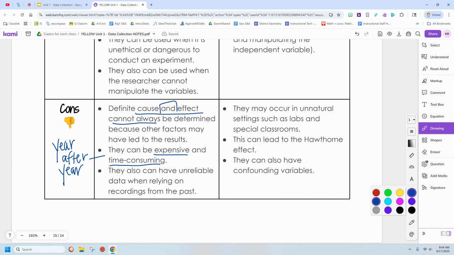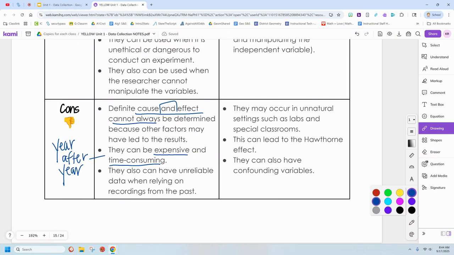And that's why there was a lot of people outraged by those changes and the loss of funding that would happen through the DOGE committee. Let's see. They can also have unreliable data because you're relying on recordings from the past. So we'll see an example of that where people go into the past and they look at data and they're making observations about things and maybe drawing a conclusion from that. But once again, there could be some flaws to that.